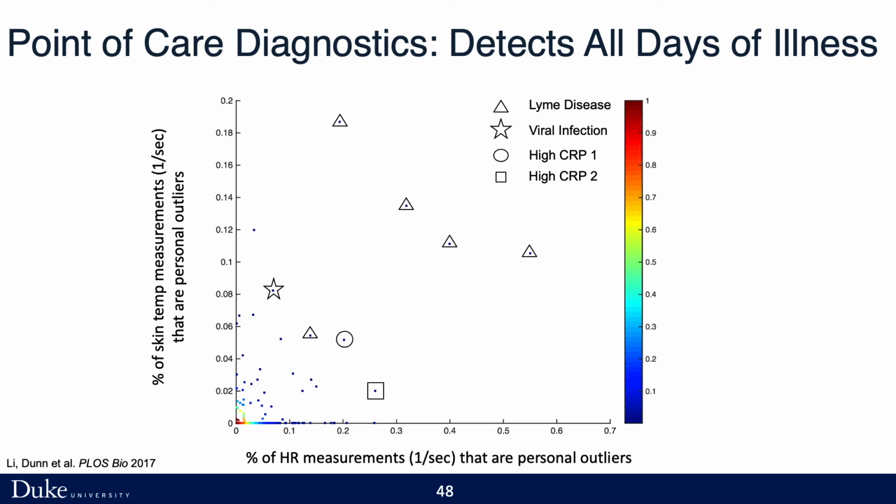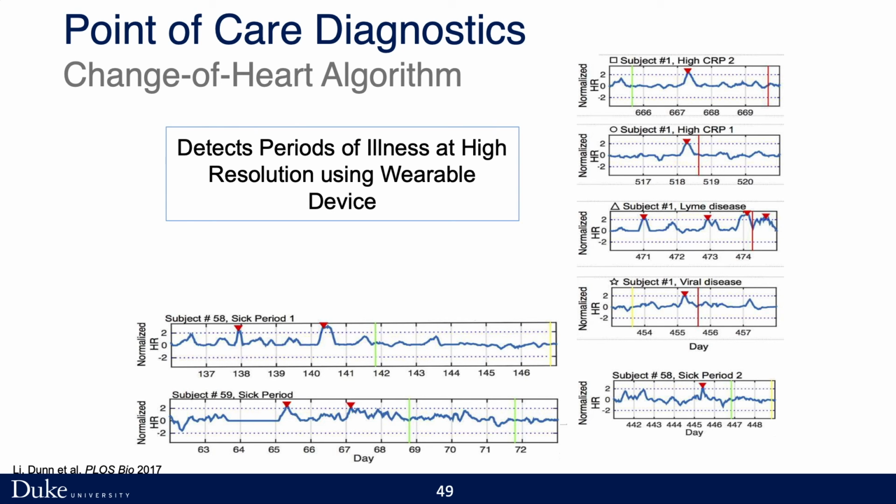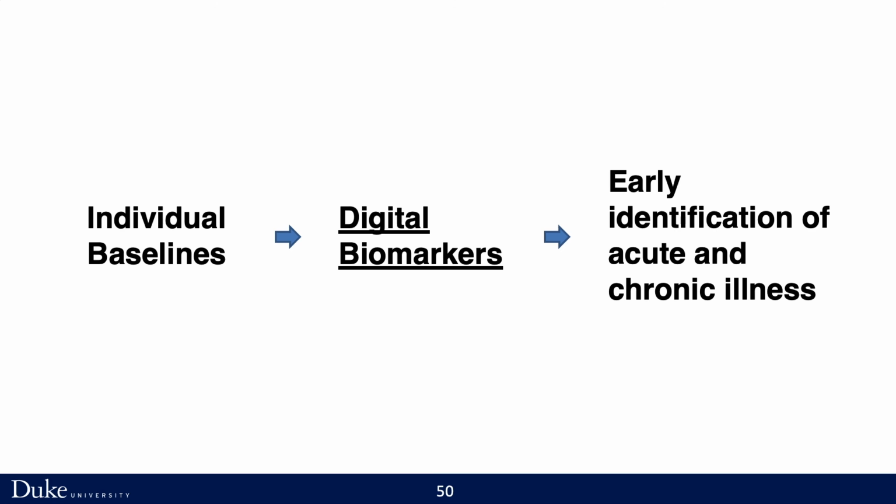And so the idea now is that we want to test this in a much larger population. In the study itself, we only had about 9 people who naturally got sick over that time period. We were able to test this algorithm in those few people, but it was not sufficient to assess on a much broader level the sensitivity and specificity. But the learnings from this study were essentially that we can use these individual baselines to develop digital biomarkers that enable us to identify acute or chronic illness early.